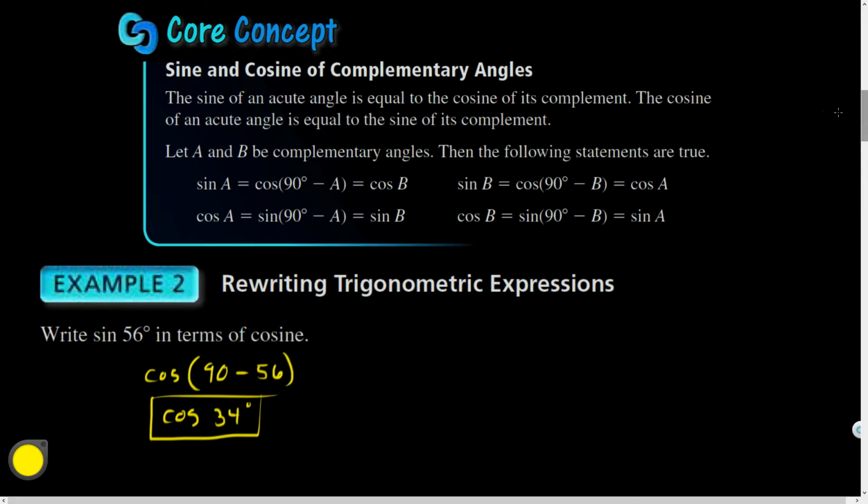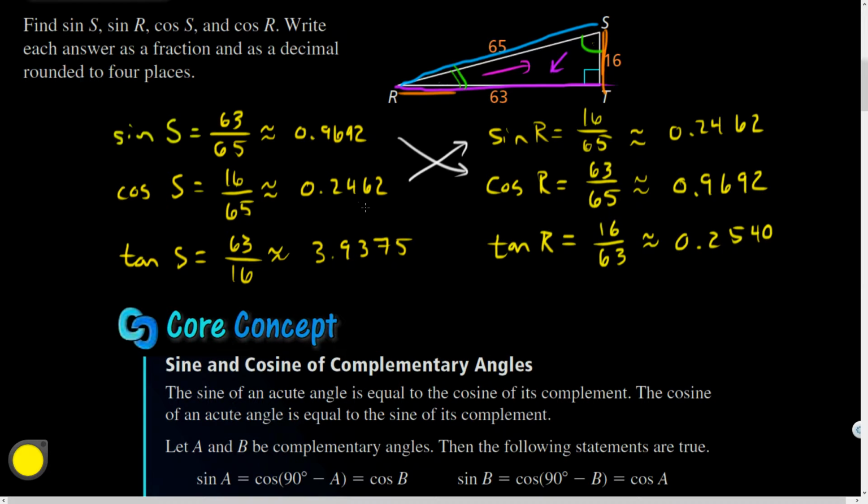Yes. Based on these. Here, look at it here. It was sine of one angle was the same as cosine of another angle when those two angles happened to add up to 90 degrees.